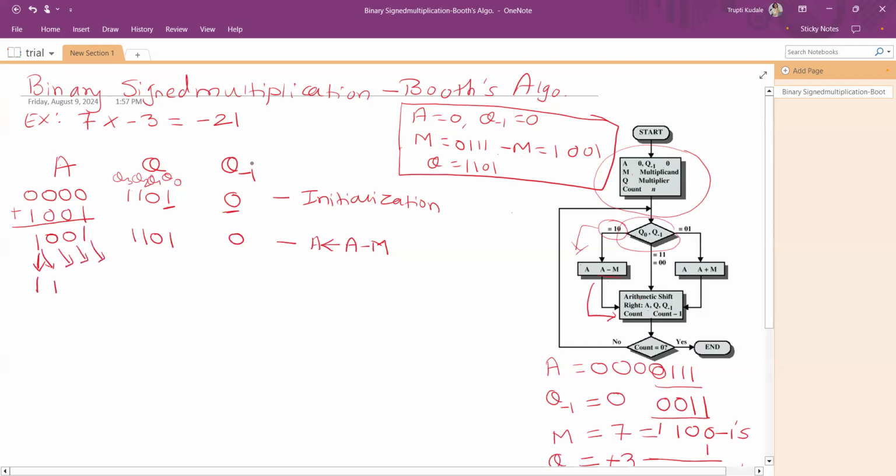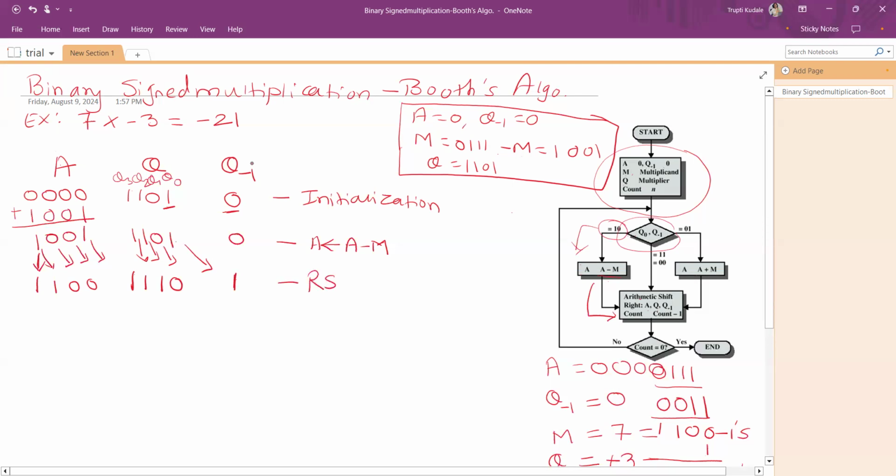So this will be 1, 0, 0. This one will get shifted over here. 1 is shifted towards the right. So this will be 1, 1, 0, and this one will get shifted over here. So this is right shift.